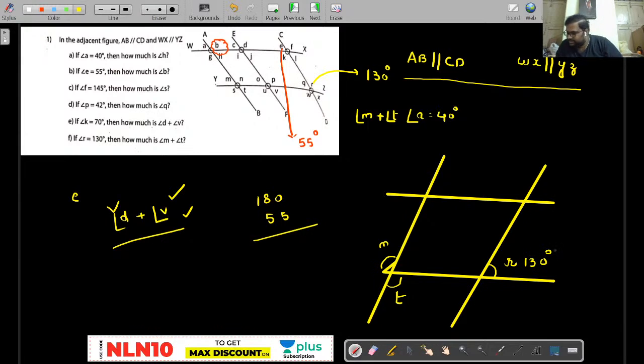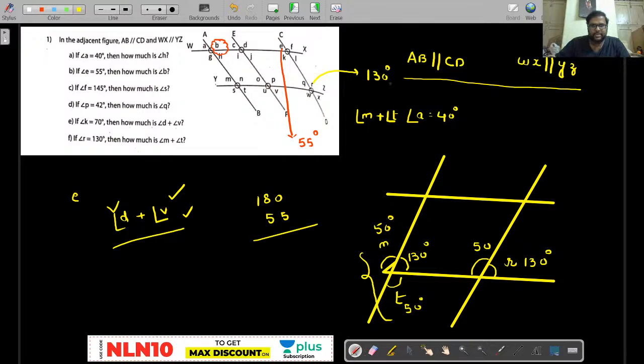Now any answer for this? Yes. If angle R is 130, now this angle will be how much? Will be 50. Now this angle will be 130. Sum of the angles on the same side will be 180. Now this will be 50 with the basic points. Vertically opposite angles will be 50. So the sum of M plus T will be equal to 100 degrees. Right? As we are going very slow, right? Now F is 100 degrees. Yes, yes, many have answered correctly.